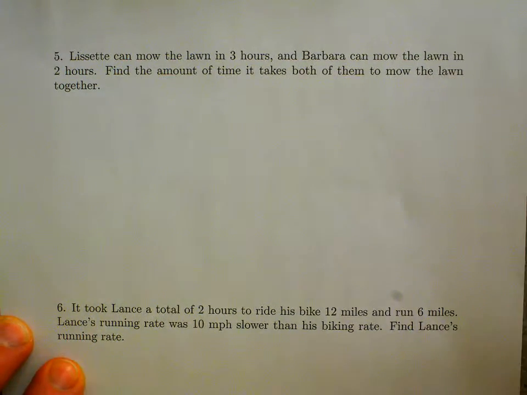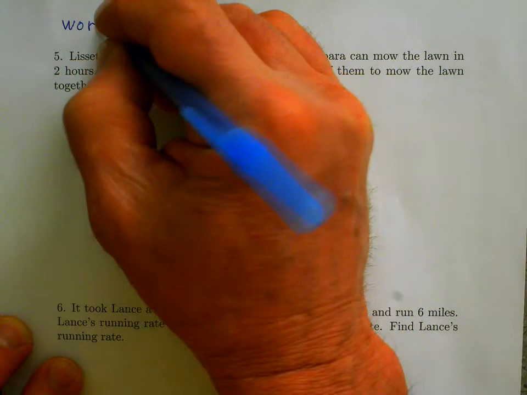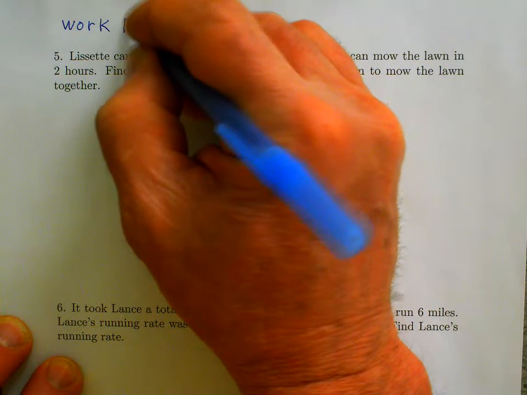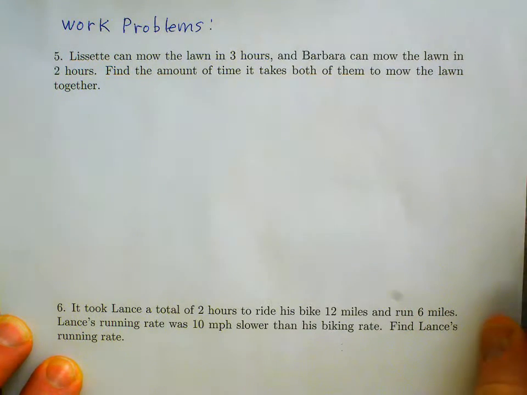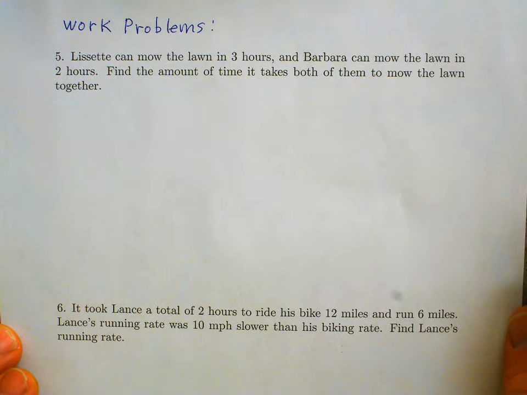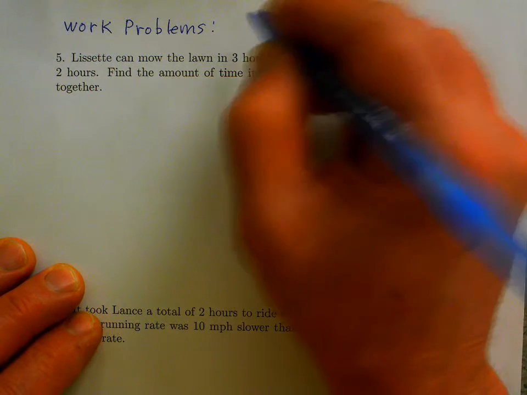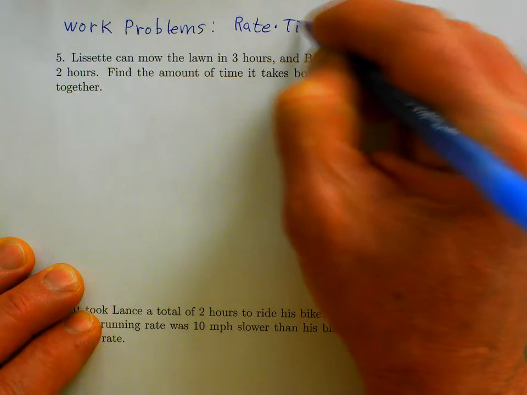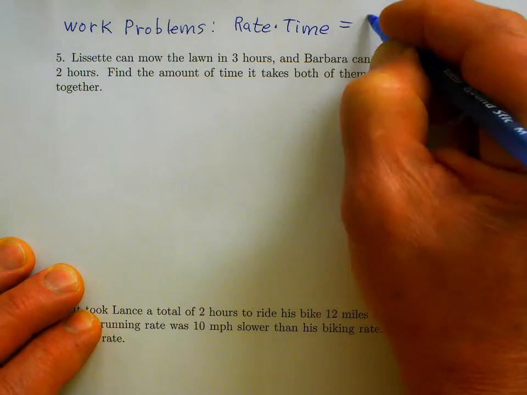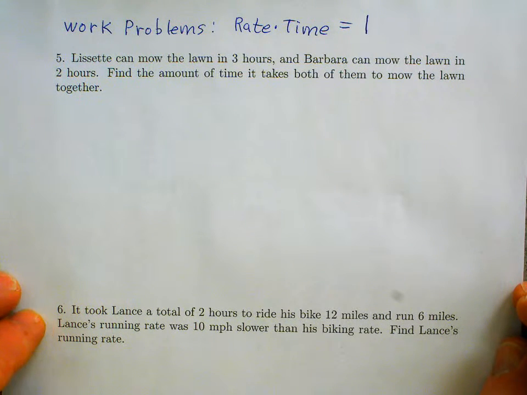Okay, so this is a work problem. Remember what form of equations we use for work problems. In a work problem, there's a task or a job to be completed. So the equations have the form rate times time equals 1. The 1 represents the task that they are working on.